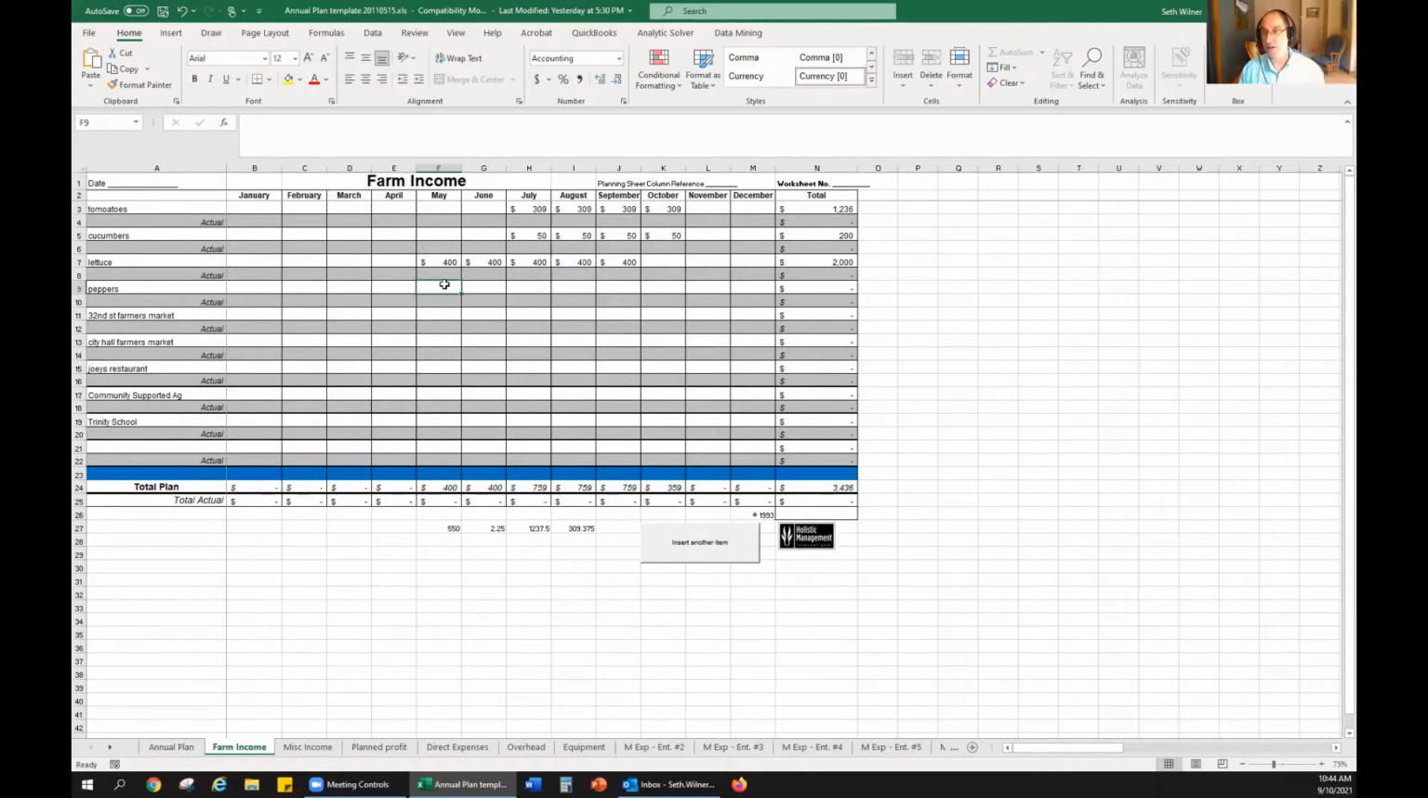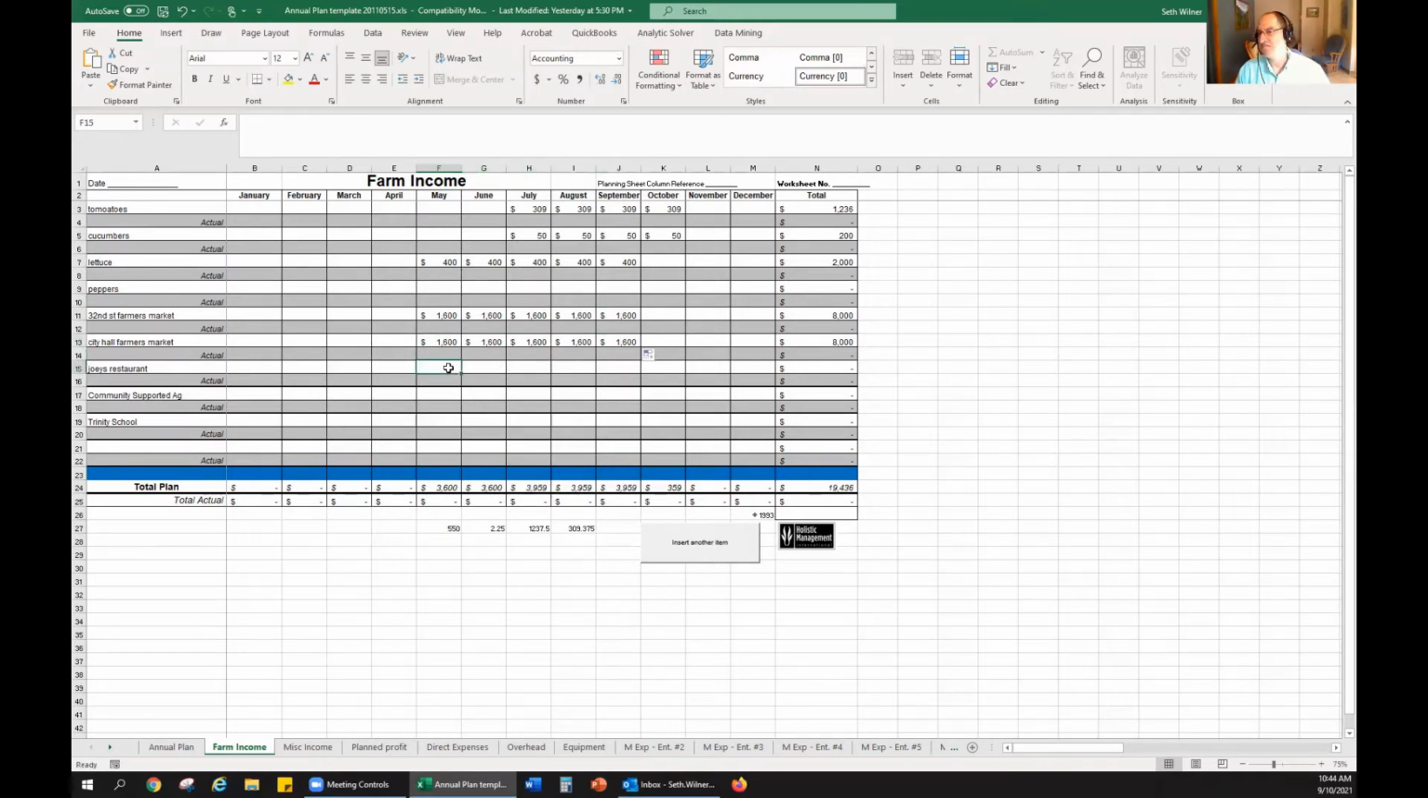And your markets are going to start, where is that going to be here? Your markets are going to start in May, 1,600. Here's what I meant where you could drag this right across and say they go through September. Okay, your city hall farmers market, you're going to say the same thing. Whoops. So you have that there. And so again, this is just ways of populating this.